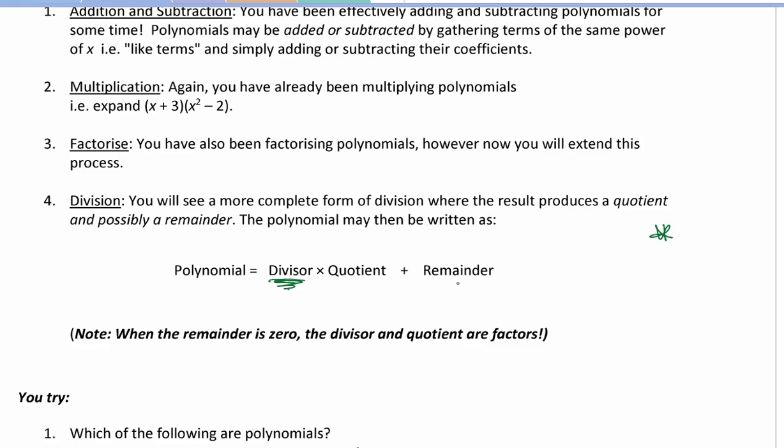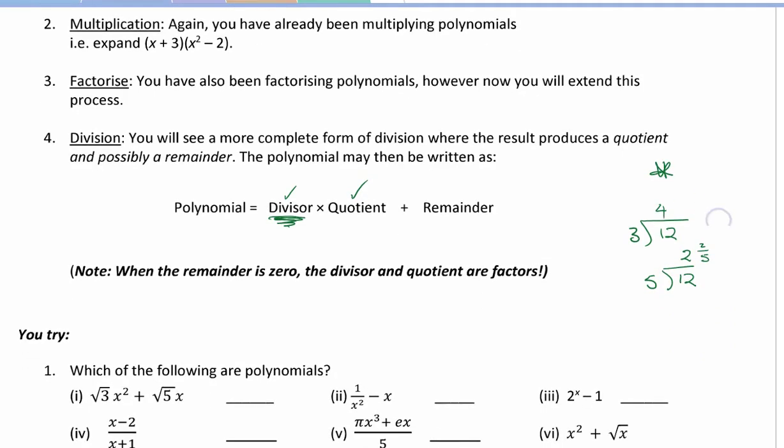If the remainder is 0, then that's a factor and that's a factor. They're factors when the remainder is 0. But we know that. If I put 3 into 12, I get 4 with no remainder. We know that both 3 and 4 are factors of 12. If I put 5 into 12, what do I get? 2 and 2/5. I've got a remainder. 5 is not a factor of 12. 2 and 2/5 is not a factor of 12. So it's just really based on that concept.